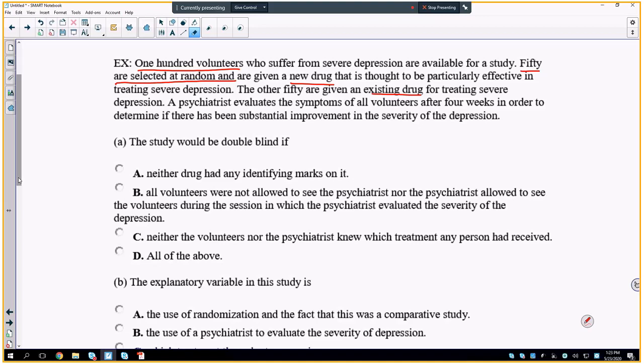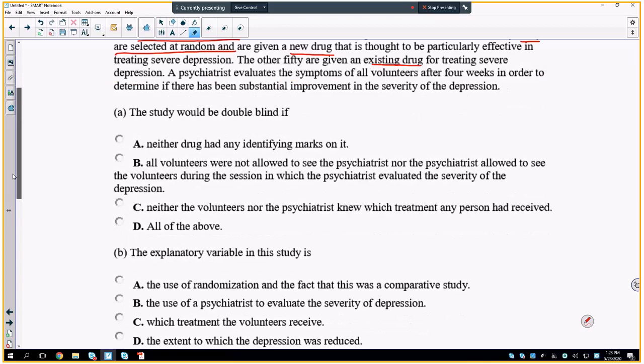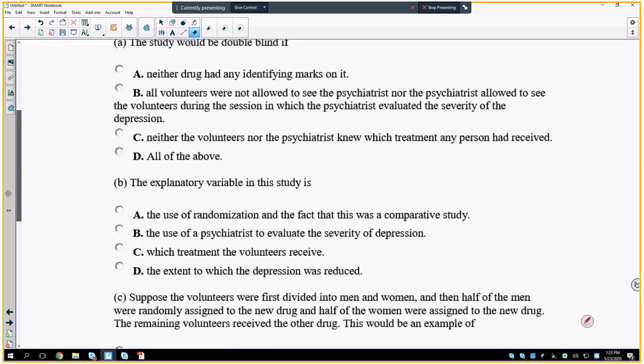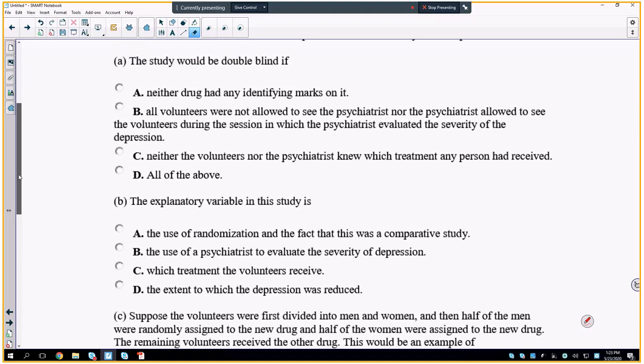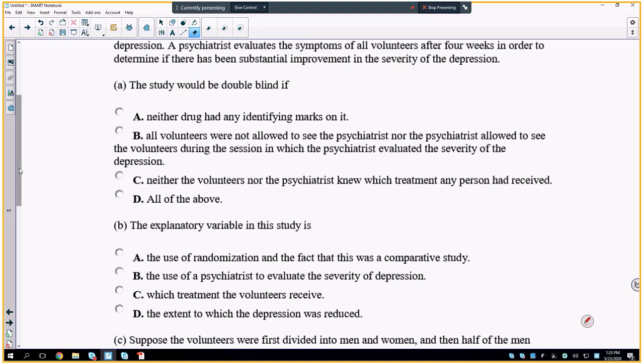The study would be double-blind if neither drug had any identifying marks on it, all volunteers were not allowed to see the psychiatrist, nor the psychiatrist allowed to see the volunteers. Neither the volunteers nor the psychiatrist knew which treatment any person had received. What we've talked about in a double-blind experiment, we definitely have to have C. Neither the volunteers nor the psychiatrist should know which treatment they are receiving. That is exactly why we would call it double-blind. So C is definitely true.